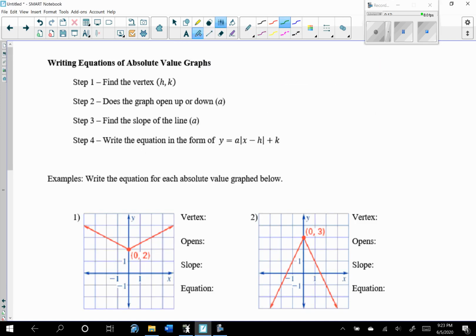For the next part, we are writing the equations of absolute value graphs. So given the graph, write the equation. So step 1, find the vertex. Step 2, does the graph open up or down, which is your sign for A. Step 3, find the slope of the line, which gives you your A value. And then we're going to write the equation in the form of this.